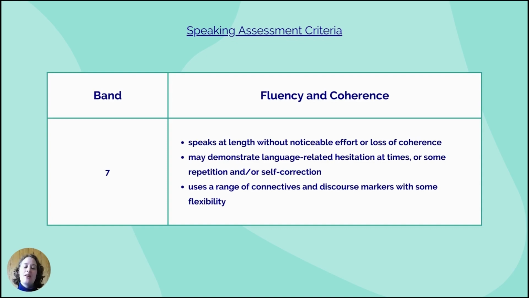Here you can see the marking criteria for fluency and coherence. As you can see, you can at times hesitate, repeat yourself, or self-correct, but you should be able to speak at length without noticeable effort or loss of coherence.